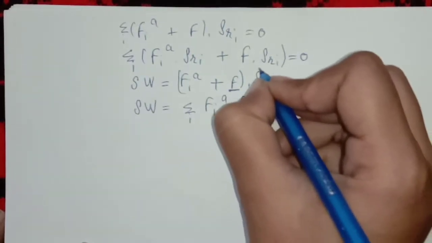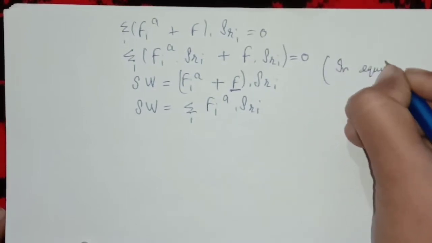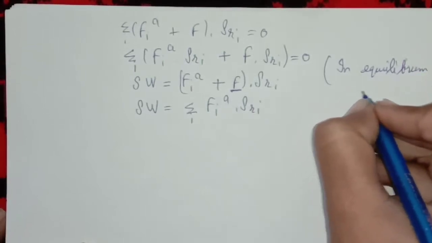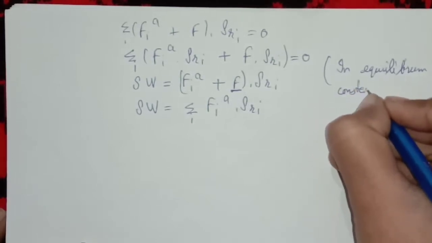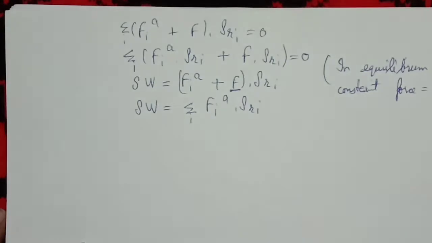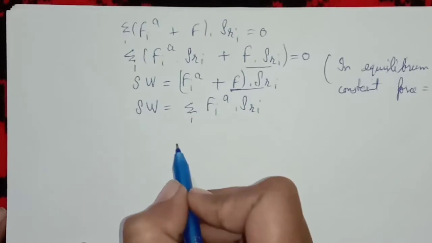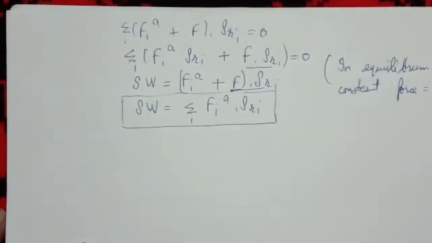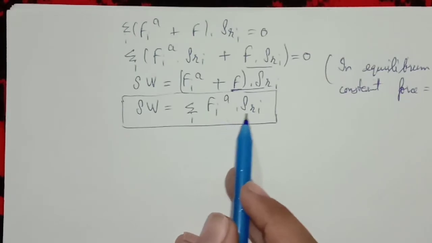Getting this value, we write here that in equilibrium, due to the applied force, the constraint force is 0. So this value becomes 0. So we get delta W equals Fia into delta Ri. It means in virtual work we get the value of the applied force with displacement.